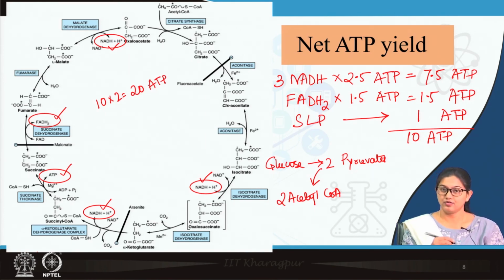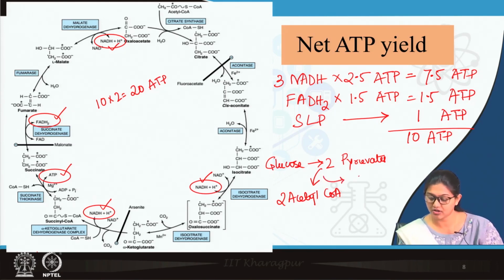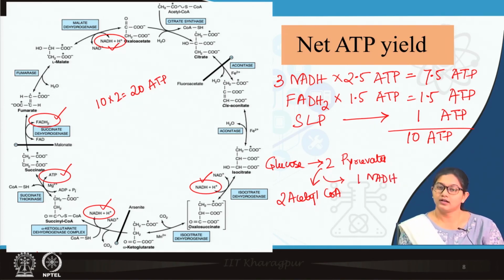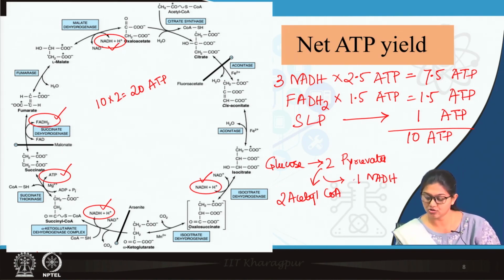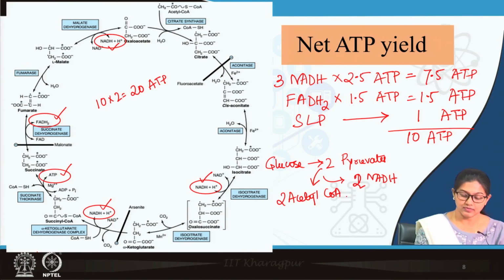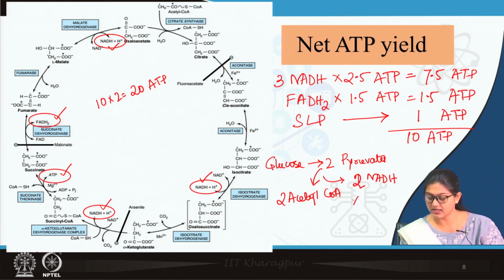Plus, if you do remember once again, from pyruvate to acetyl coenzyme A there was formation of 1 molecule of NADH. So, from 2 molecules of acetyl coenzyme A formation we are getting 2 molecules of NADH actually. So, these 2 molecules of NADH are giving rise to 5 molecules of ATP.